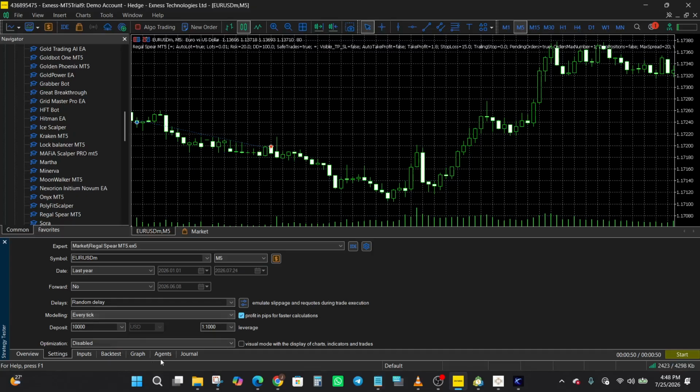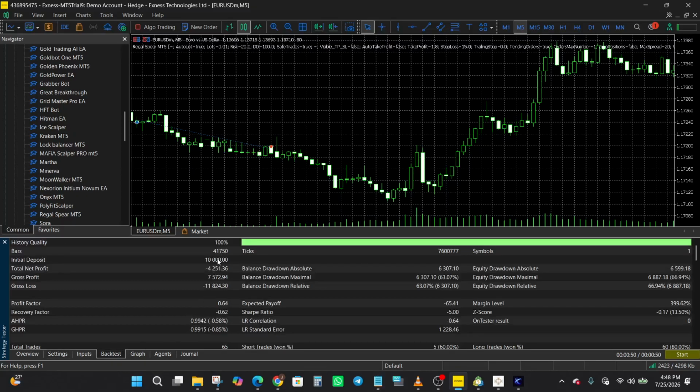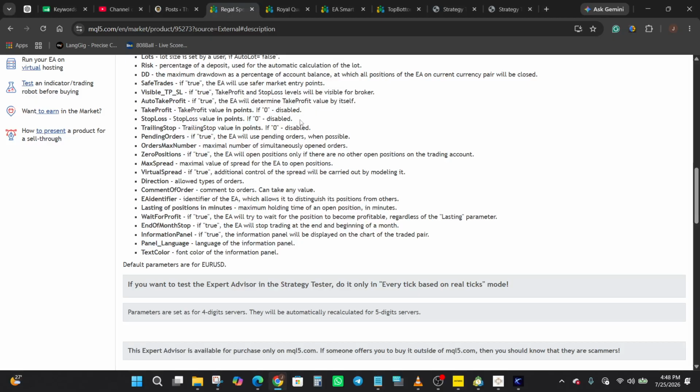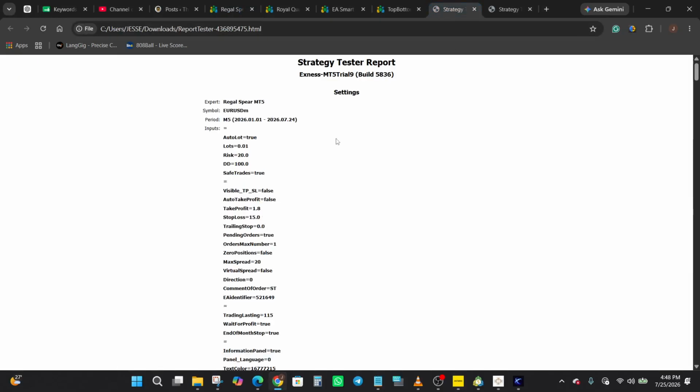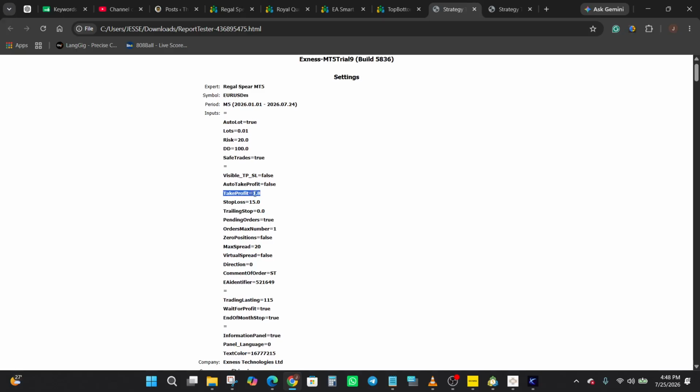The test started with an initial deposit of $10,000 running with auto lot enabled at a 20% risk setting, a fixed stop loss of 15 points, a take profit of 1.8 points, and safe trade set to true.